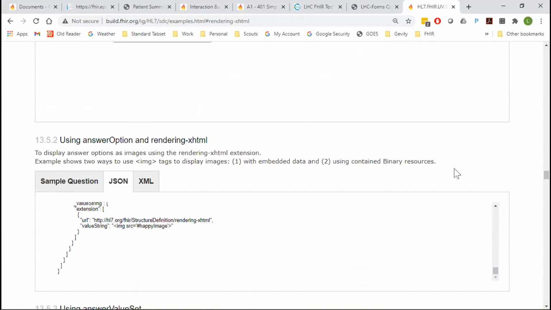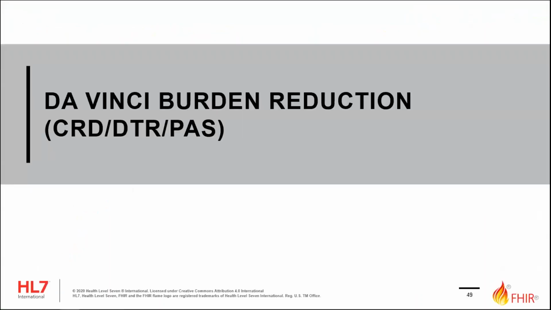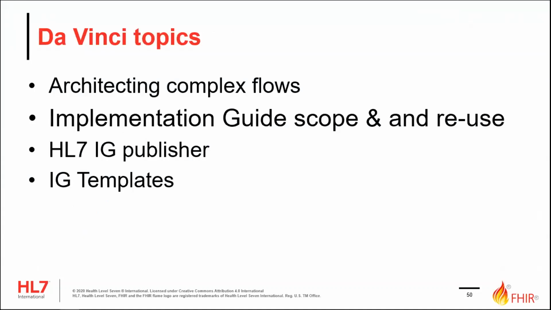So that's an example of the kinds of things that you can do in an implementation guide, and a quick example of a Smart on FHIR app. And I'll take questions about that. As I feared, we are not going to get through all of these, so I'm just going to talk quickly to what this one is.